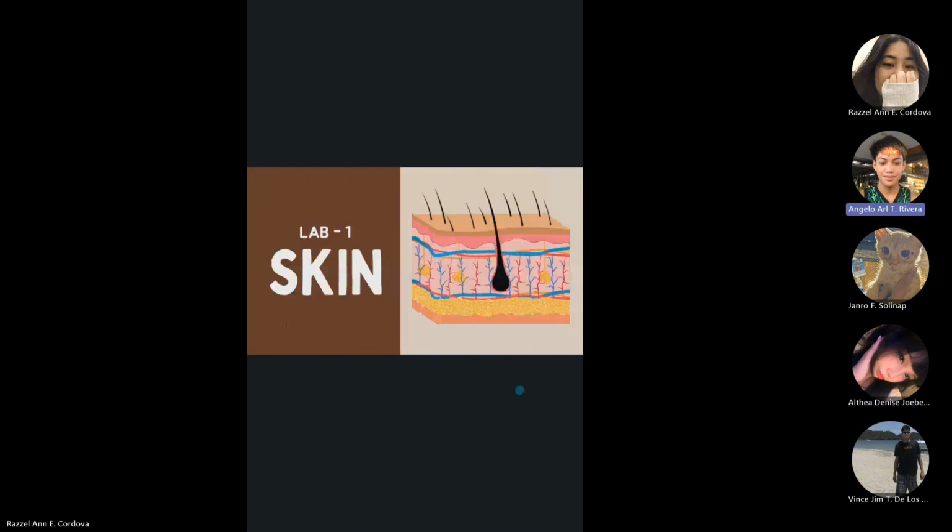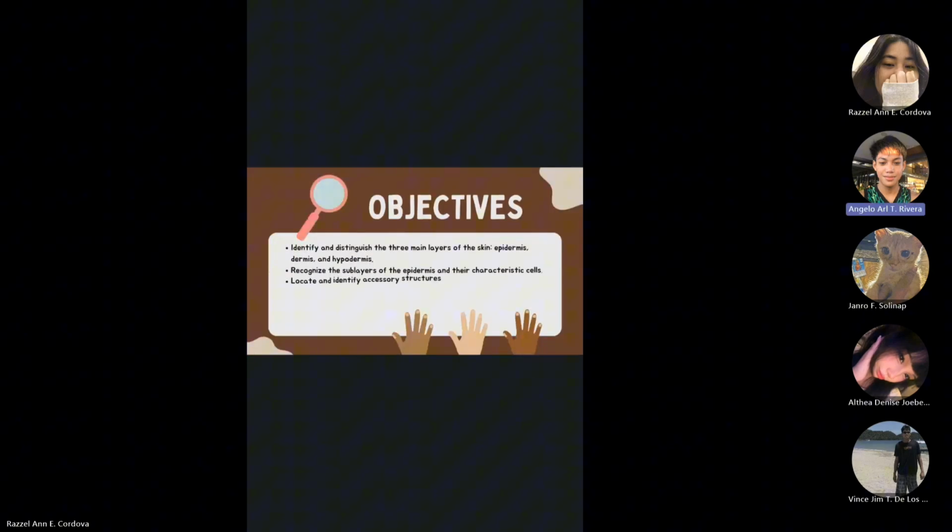Our objectives for this lesson are to identify and distinguish the three main layers of the skin, the epidermis, dermis, and hypodermis. Recognize the sublayers of the epidermis and their characteristic cells, and lastly, locate and identify the accessory structures of the skin such as hair follicles, sweat glands, and sebaceous glands.